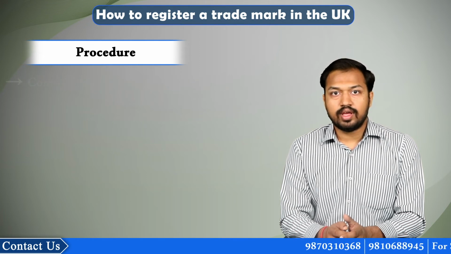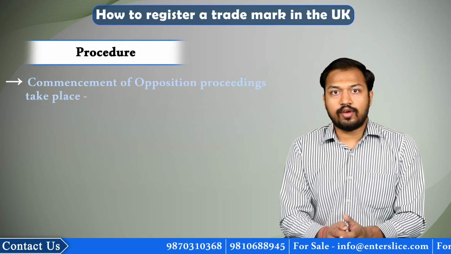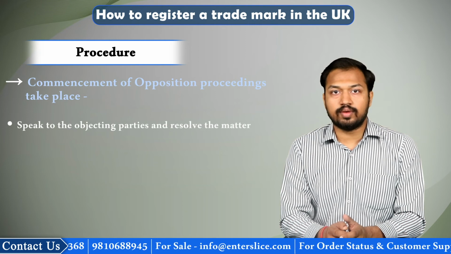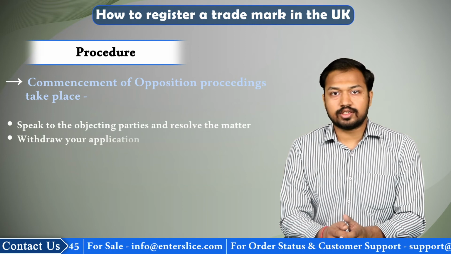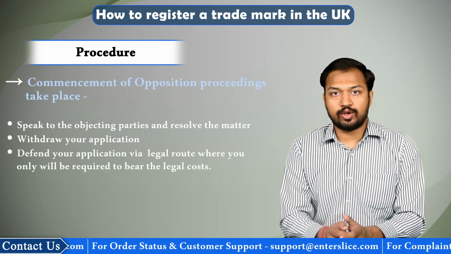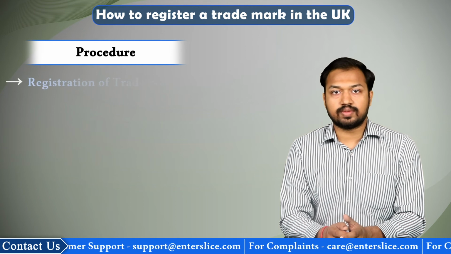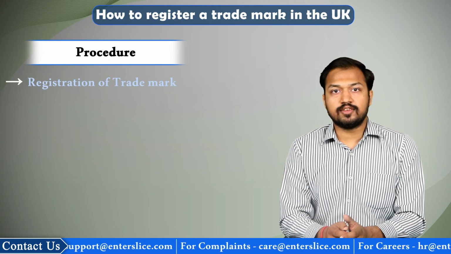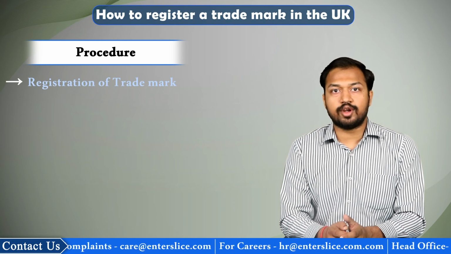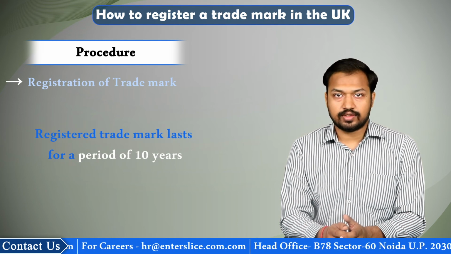In the seventh step, commencement of opposition proceedings takes place. As an applicant, you have the following options to resolve the matter. Either speak to the objecting parties and resolve the matter, or withdraw your application, or defend your application via legal route where you only will be required to bear the legal costs. In the eighth step, registration of the trademark takes place. If the application receives no objection from the public, the entire trademark registration process takes a time period of 4 months. The registered trademark lasts for a period of 10 years.